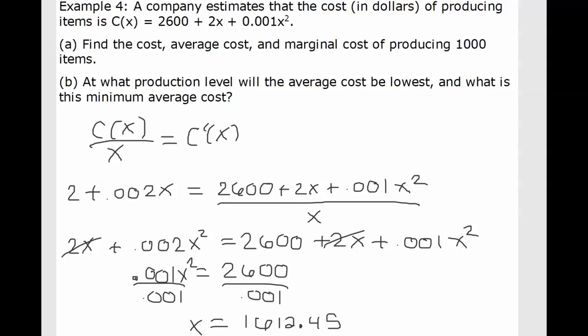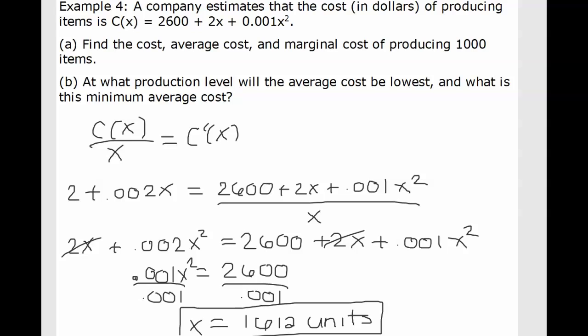So that is a unit. That's not a cost. There's no money associated to that. So it's 1,612.45 units. But we know that we can't actually produce 0.45 of a unit. So in the case of this problem, you could write 1,612 units would be the production level.